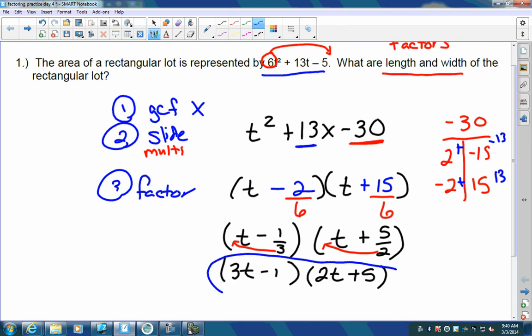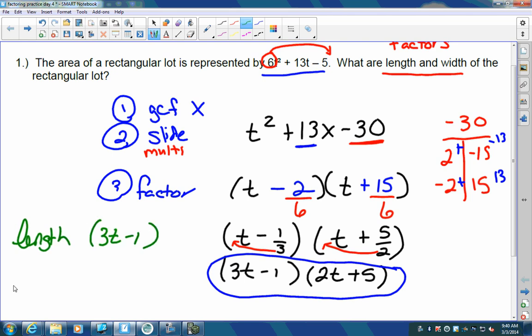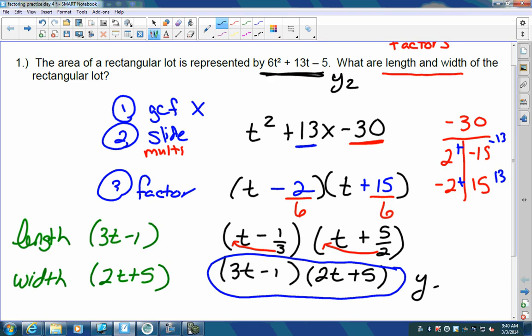These are your factors. This is your length and your width. People say, well, which one is the length and which one is the width? It doesn't matter. I'll just put length, 3t minus 1, width, 2t plus 5. Now, y'all need to make sure that you are checking it, that you did it correctly. Remember, you need to put the original problem into y1 and what you believe the answer is into y2. All of this into y2. Press second graph and make sure all y1 and y2 are the same, just like we have been checking.